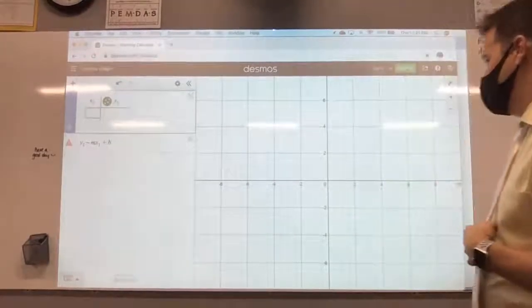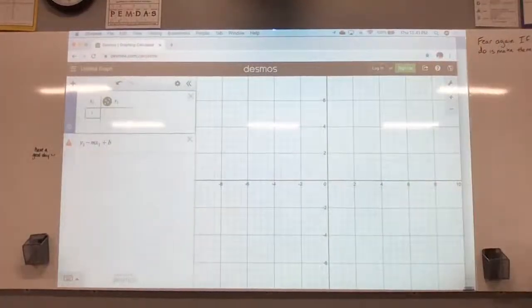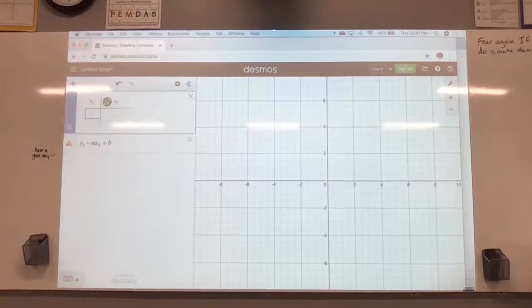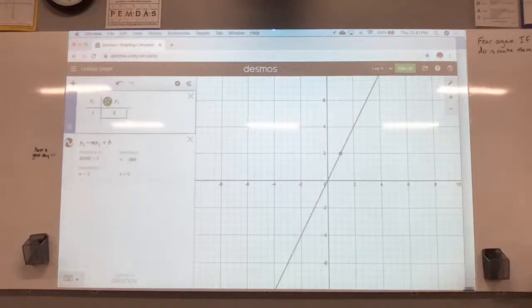Tate, I'm gonna put you on the spot. Give me a coordinate point that would be on this box somewhere, anything between 0 and 10. Give me a coordinate point. 1, 2. That's fine. 1 and 2. All right, there's my 1 and 2. All right, it's already created a line.